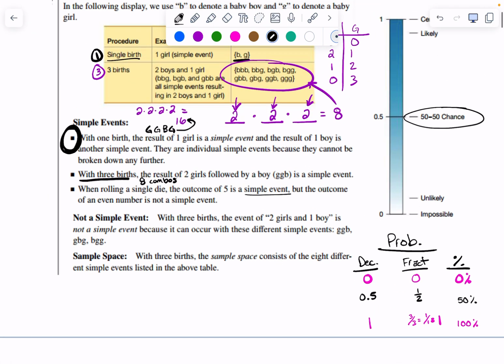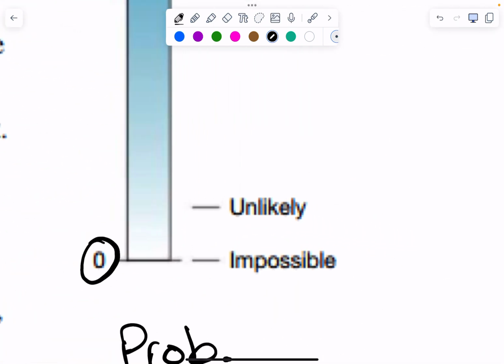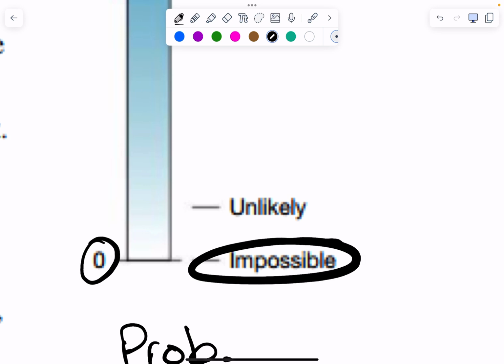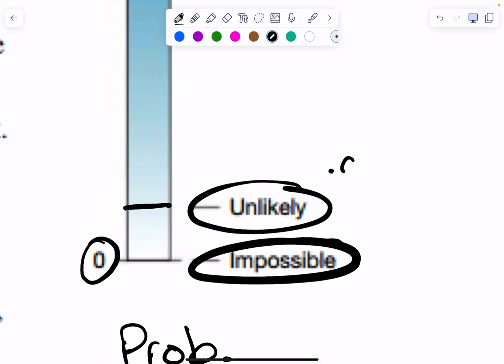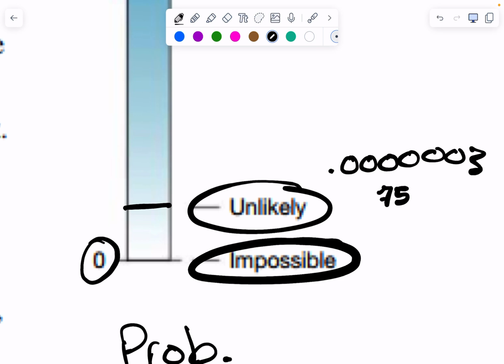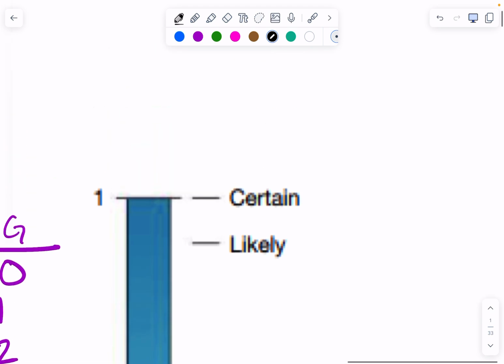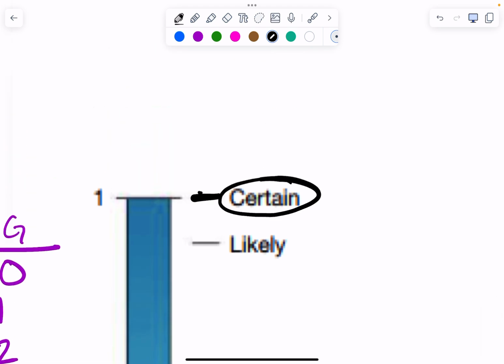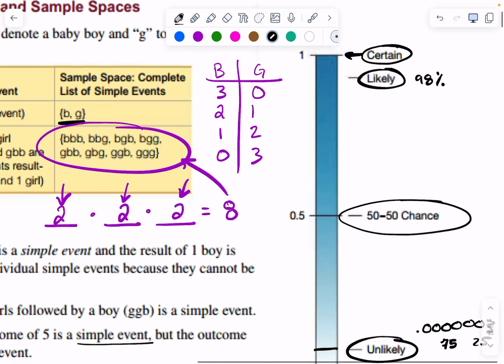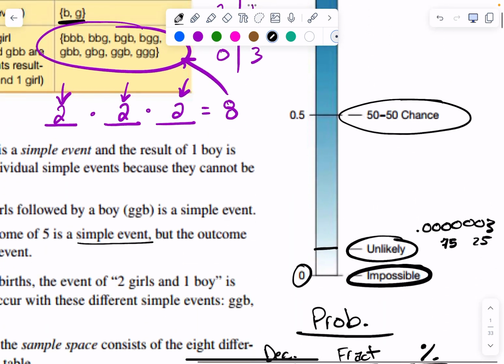Good? Okay. A thing that has a 0% chance of happening is something that is impossible. Something that is really close to 0 but not 0 itself is something that's very unlikely to happen. Like we had 0.000003. That's not impossible. You could still get a 75-25 split for boys and girls, but not very often, right? Okay? So unlikely, certain, or 100% gonna happen versus likely, right? Like a 98% chance of something happening would maybe be likely. Whatever. Okay? Got it? Impossible versus 100% certain to happen. 0 and 1.